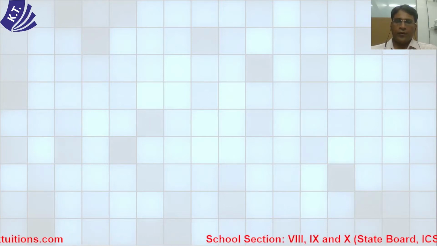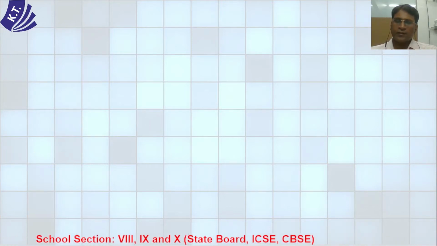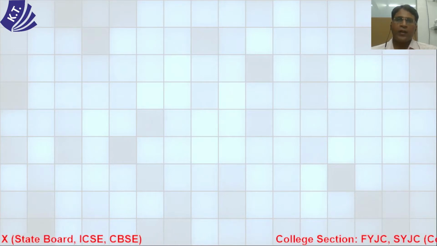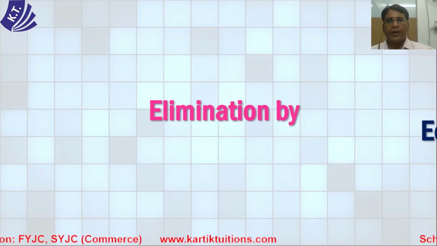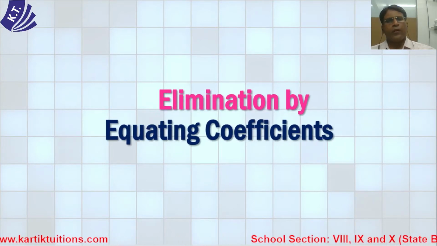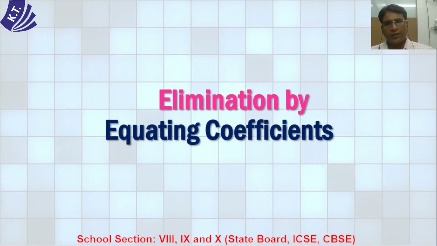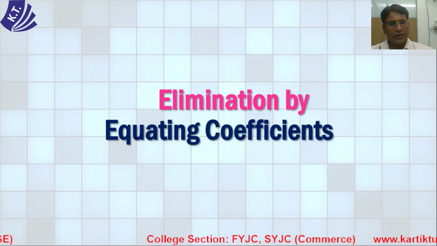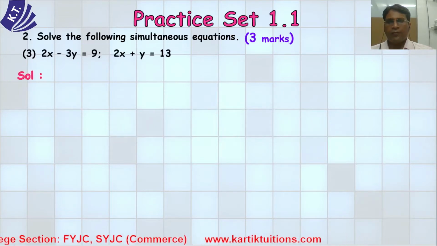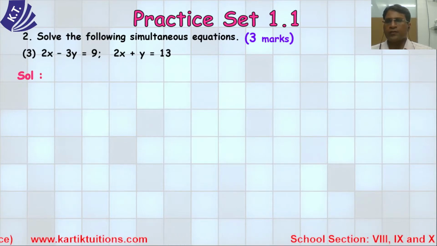Hi friends, today we are going to discuss the second method to solve the linear equation in two variables, that is elimination by equating the coefficients. Now students generally find this bit difficult. There are two types of questions in this. Let's discuss them. I have taken 1.1 question 2 sub question 3.